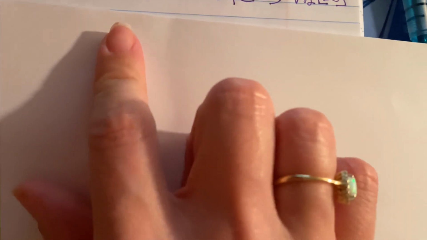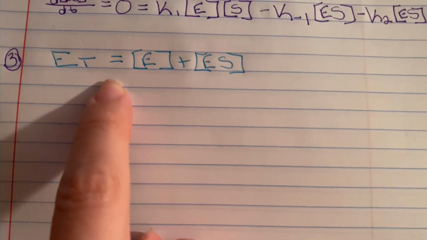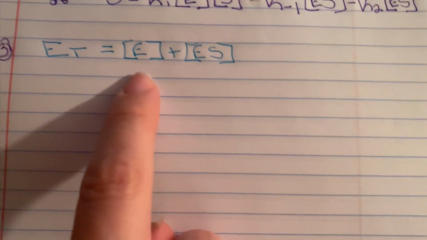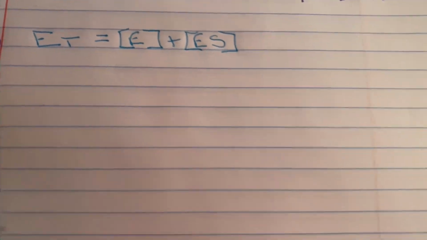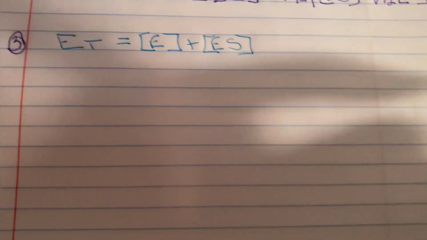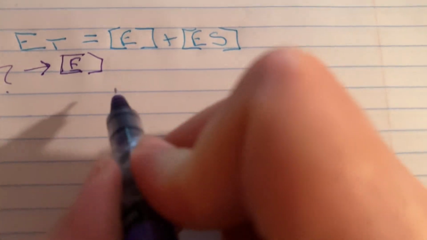Right, so to solve this, we use this equation right here, which is E sub t must then equal the concentration of E, which is the unbound enzyme, plus the concentration of ES, which is the bound enzyme. So if we rearrange this equation to give us what we're looking for, the unbound enzyme, we want to figure out what this unbound enzyme is. So we're going to go ahead and rearrange the equation here.